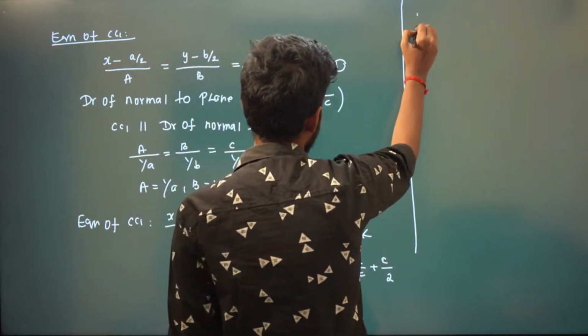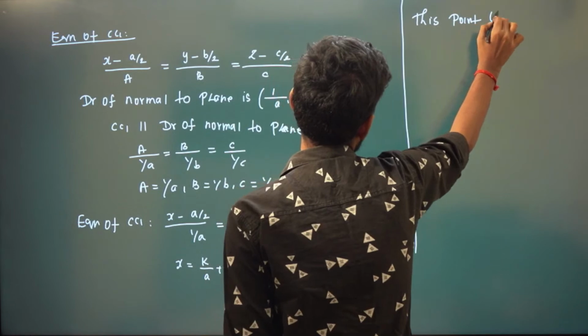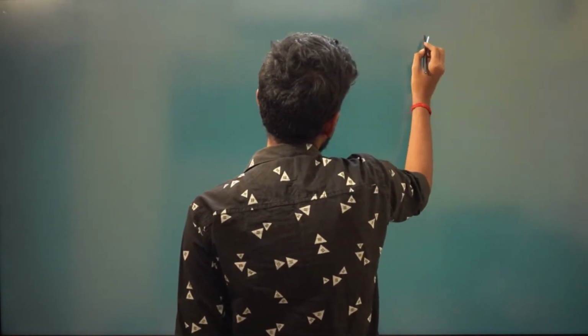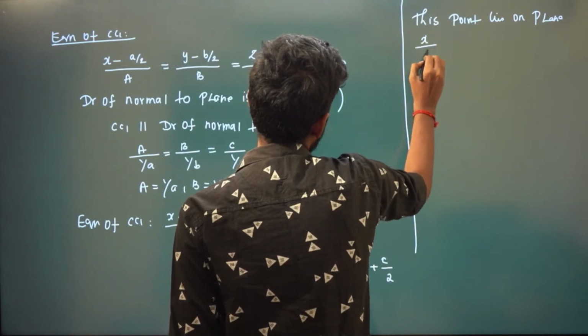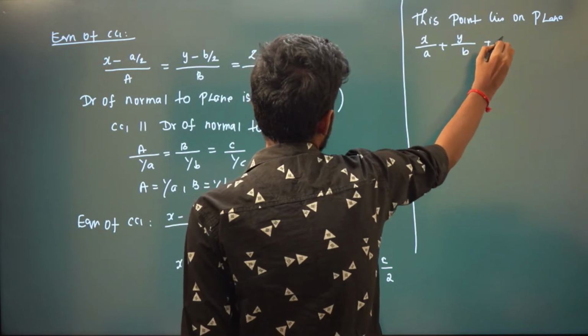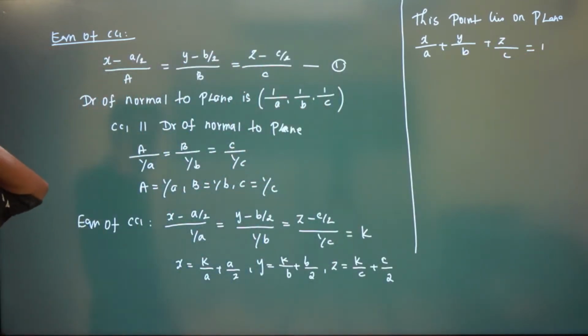Now this point lies on the plane. So what is the plane they have given? It is x by a plus y by b plus z by c is equal to 1. So this point lies in this plane. Now you substitute this x, y, z there, right?